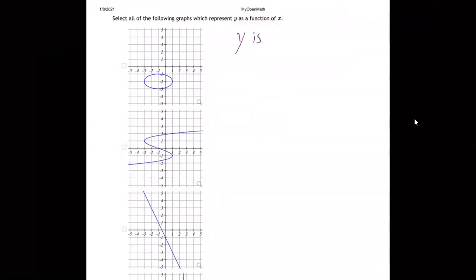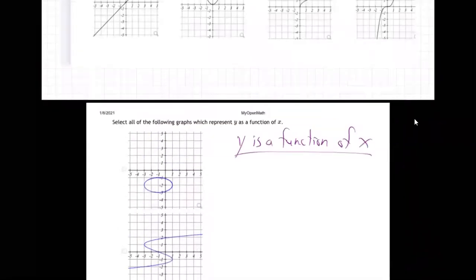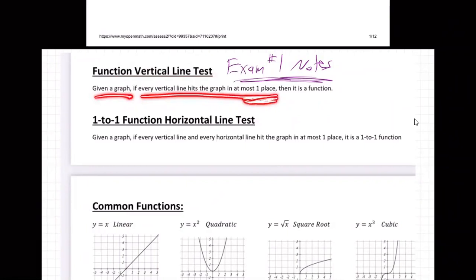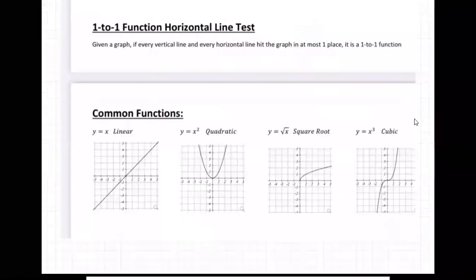Well, y is a function of x. How do you know that? Right here. This is from the notes. Again, here is the exam number 1 notes, which are at the top of the Unit 1 module in our Canvas course shell. So it says function vertical line test. Given a graph, if every vertical line hits the graph in at most one place, then it is a function. So if every vertical line hits it at most one place, then it's a function.